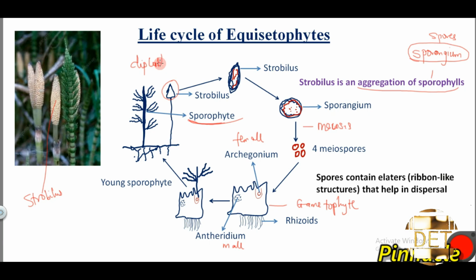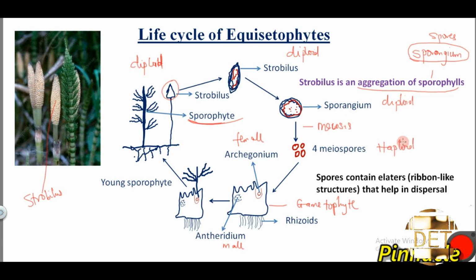It is diploid. What that means is that it contains the full number of chromosomes. Same with the strobilus. The strobilus is found in the sporophyte generation, so it is also diploid. And then the sporangium is found inside the strobilus, it is also diploid, right? Then when meiosis occurs, it becomes haploid. So when meiosis occurs in this sporangium, meiospores are formed, and these meiospores are what?